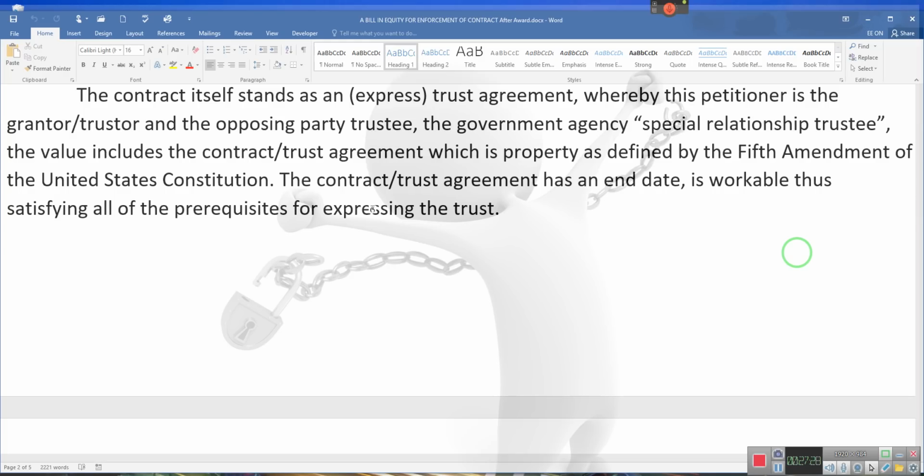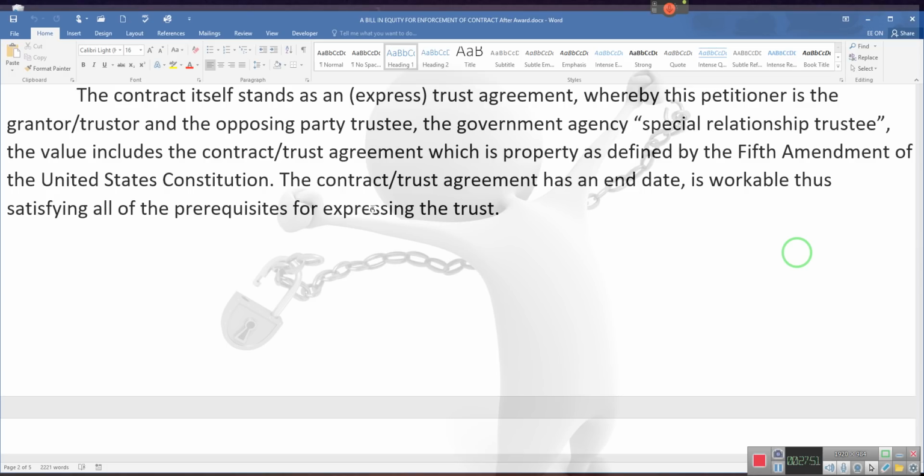The value includes the contract, trust agreement, which is property as defined by the Fifth Amendment of the United States Constitution. The contract trust agreement has an end date, is workable, thus satisfying all the prerequisites of expressing the trust or declaring the trust. We put here expressing the trust.